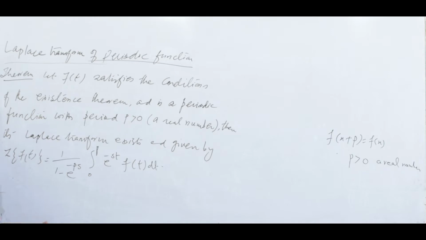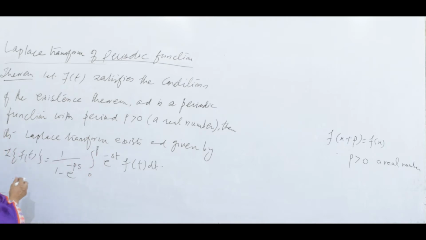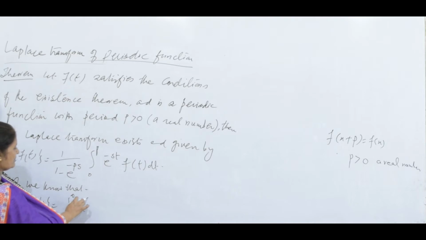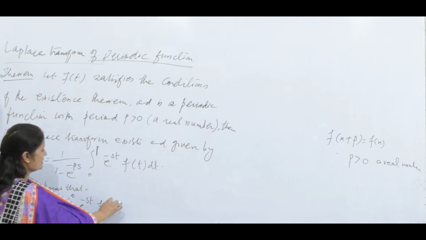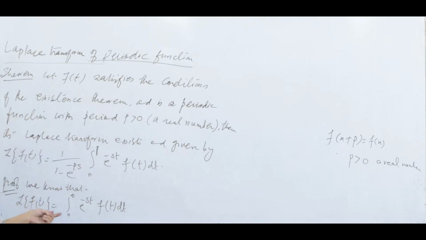Let us prove a few steps so that you will get how you will have p there. So we'll prove in a minute. Proof: f(t) is piecewise continuous as well as of exponential order. Further, it is periodic. Two things are given. We know that the Laplace transform of a function, by definition, is the integral from 0 to infinity of e^(-st) f(t) dt. This is the definition for a function whose Laplace transform exists.